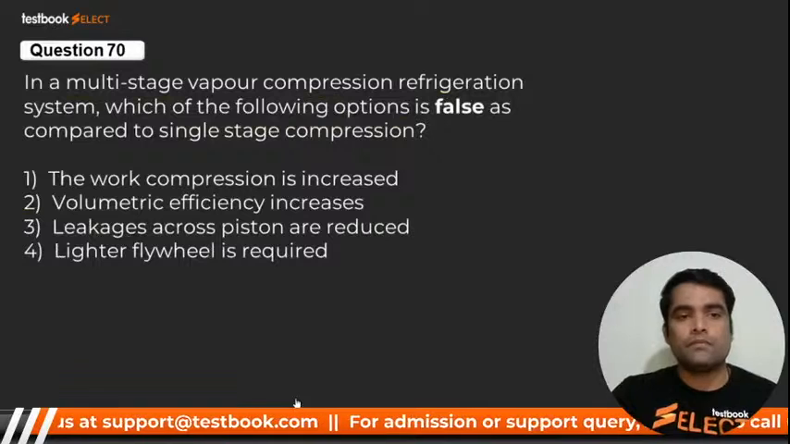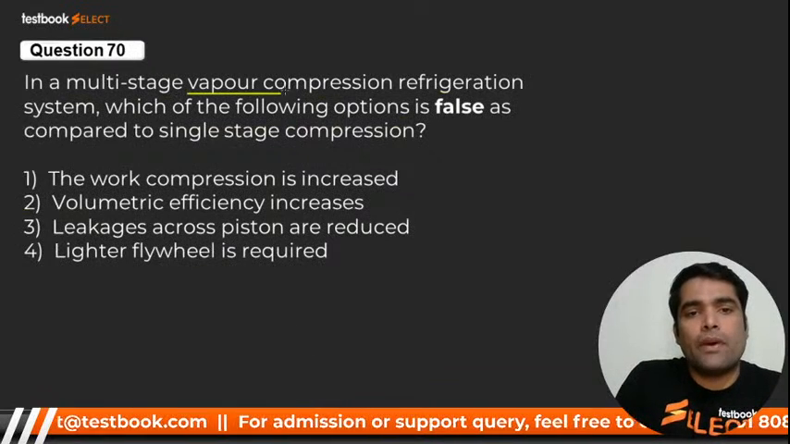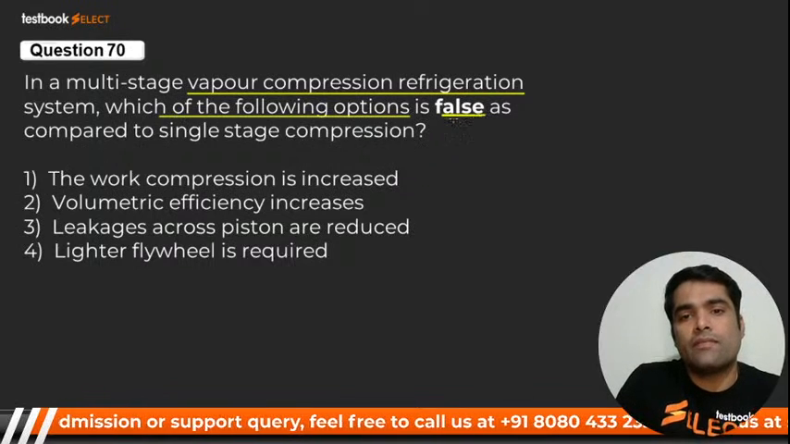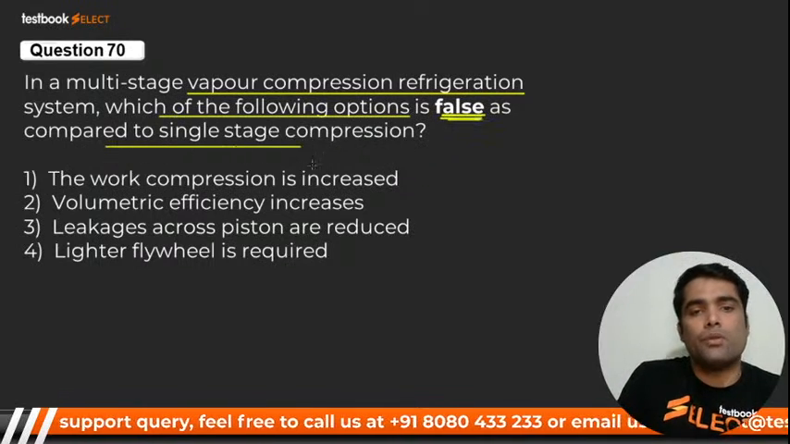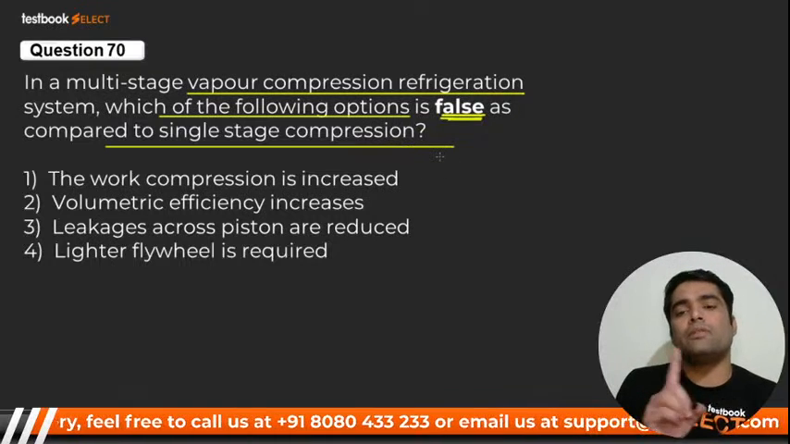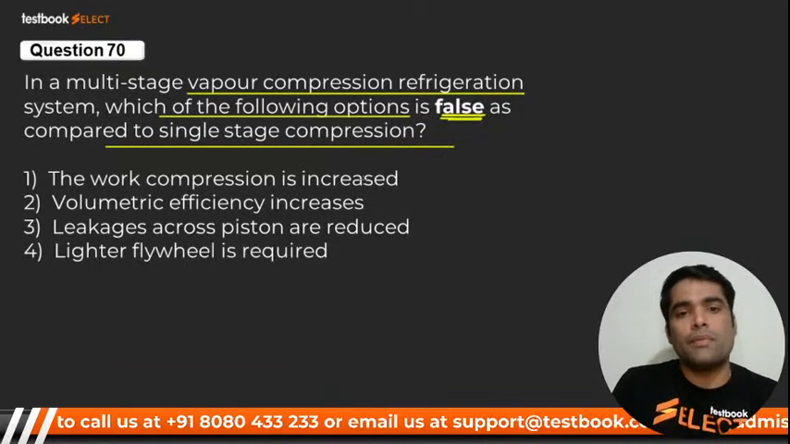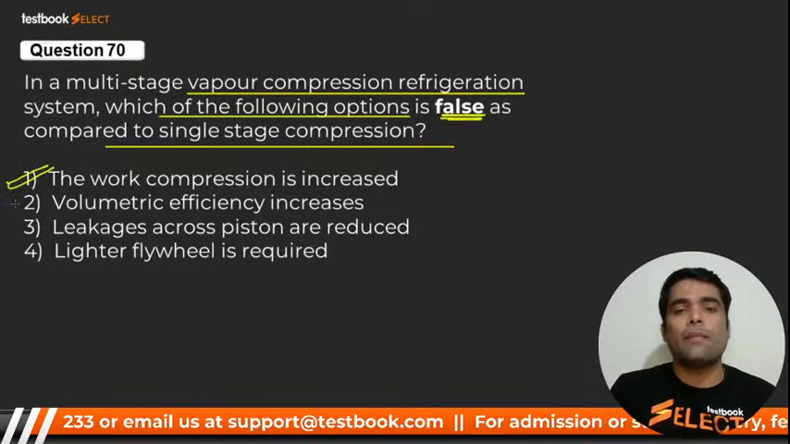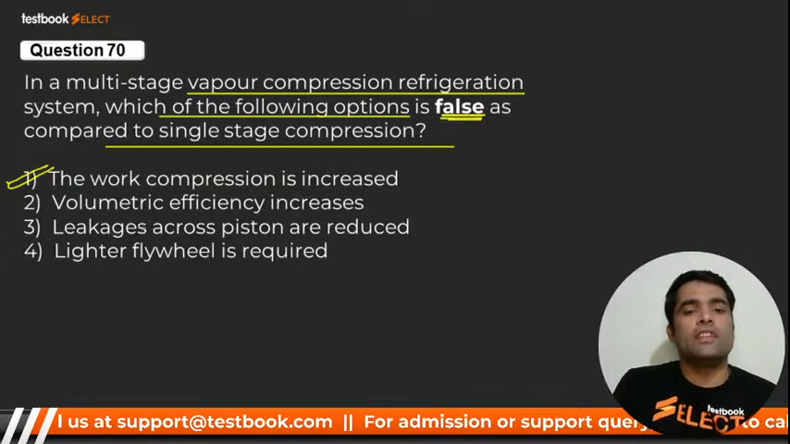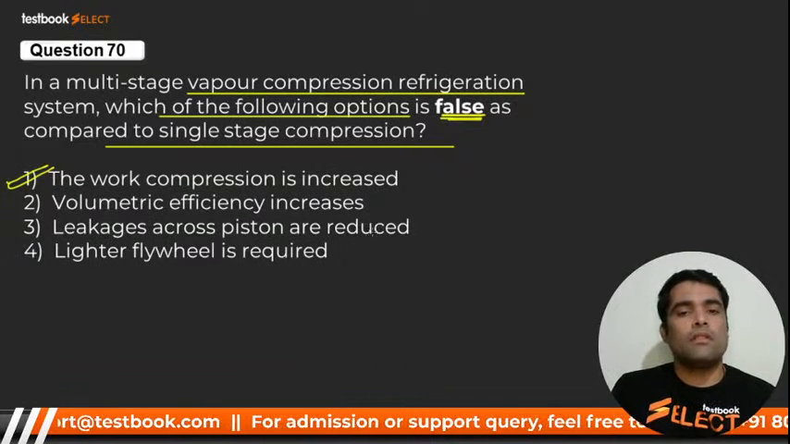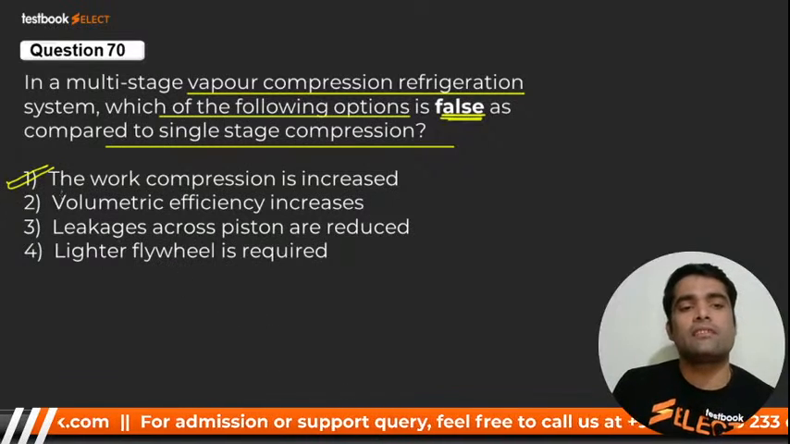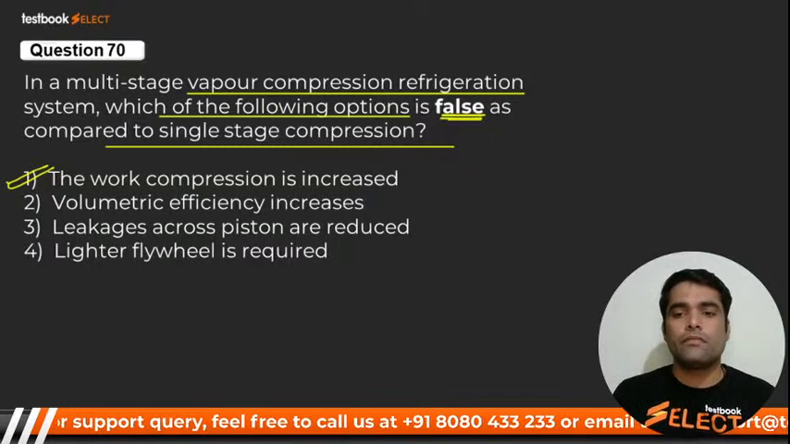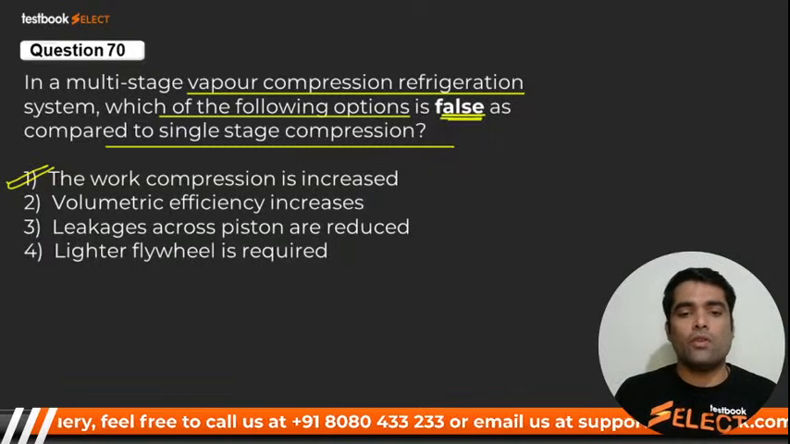Okay, here we go. A multi-stage vapor compression refrigeration system. Which of the following is false? As compared to single-stage compression, the work of compression increases? No, it's wrong. तो यही तो सही है. They have said false one. Volumetric efficiency increases, correct. Leakage across reduce, right. Very good. That is number one, because work required has been reduced. But यहाँ क्या बोला? Increase. Number one. Here we go for next.